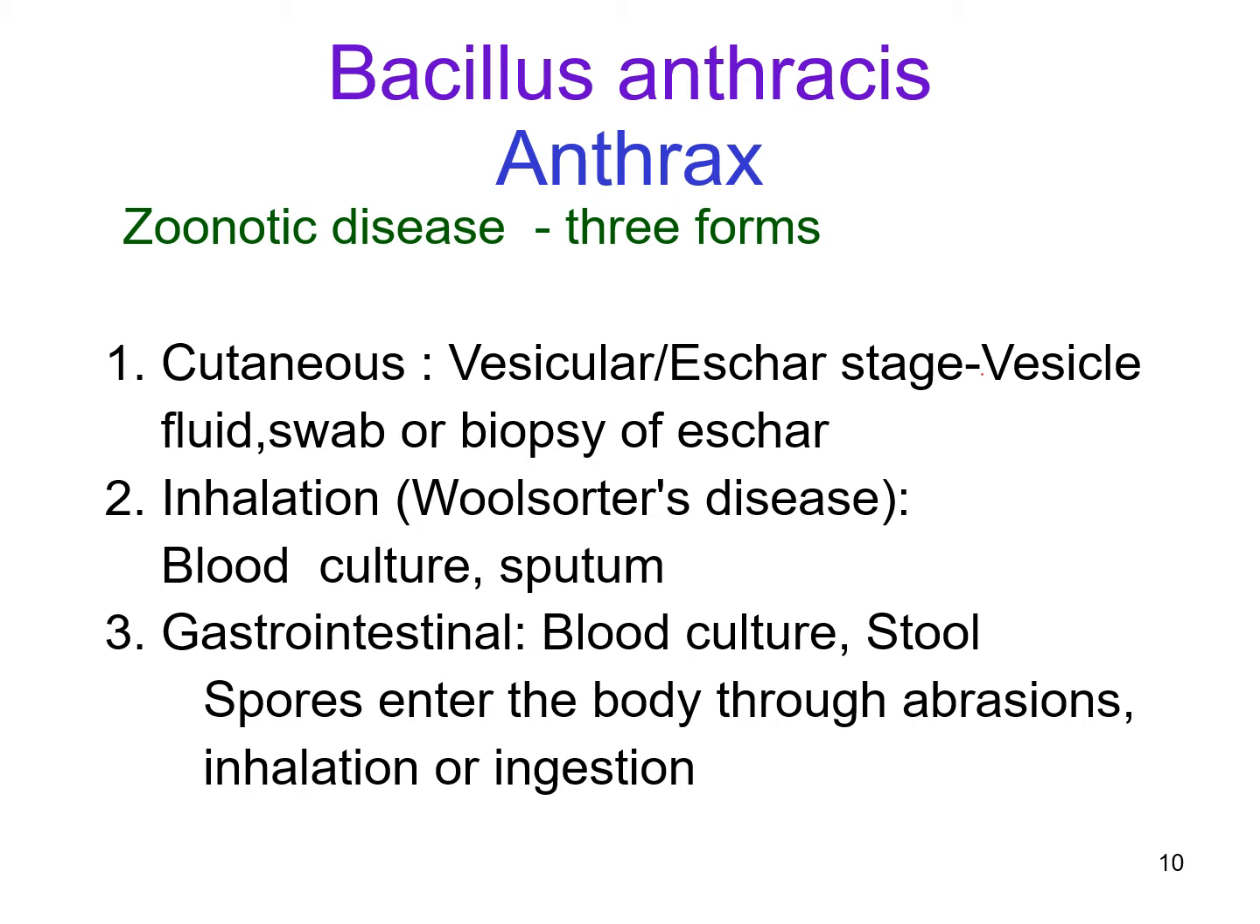Inhalational anthrax occurs when the patient inhales Bacillus anthracis spores, and this is the form most likely to be seen in a bioterror event. The appropriate samples submitted are dependent on the form of anthrax that the patient presents with. So for cutaneous, you would be looking at vesicle fluid or swabs or biopsy of the eschar, the lesion. With inhalation, blood cultures or sputum cultures could be submitted, and with GI anthrax, blood cultures or stool as well could be submitted.